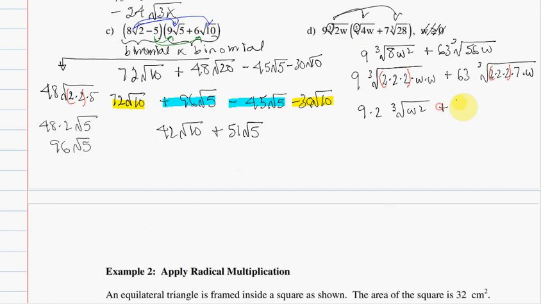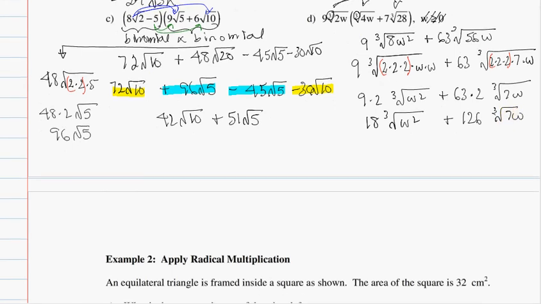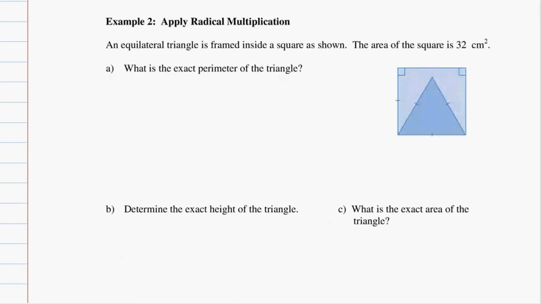Okay, and then plus 63, we're going to pull the 2 out, so 63 times 2, and cube root, we have 7W left inside the radical there. So we have 18 cube root of W squared plus 126 cube root of 7W. Now, these are not like radicals, okay? Even though they share the same index, they don't have the same radicand, so this is our answer. We leave it now. Okay, so now we're going to move on to our word problem, our final example.